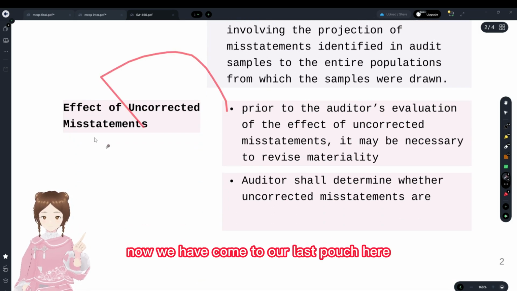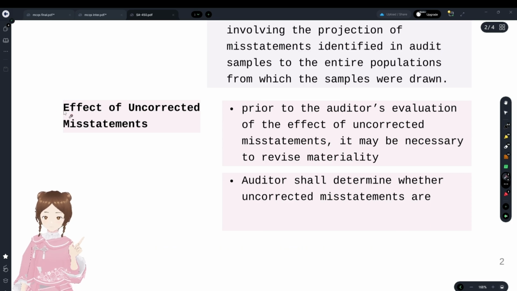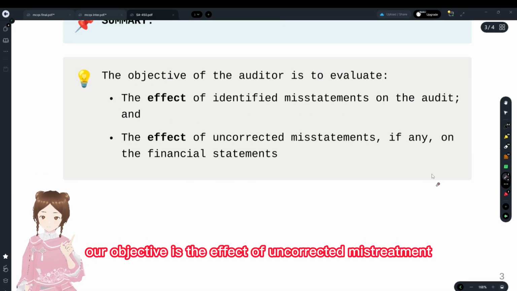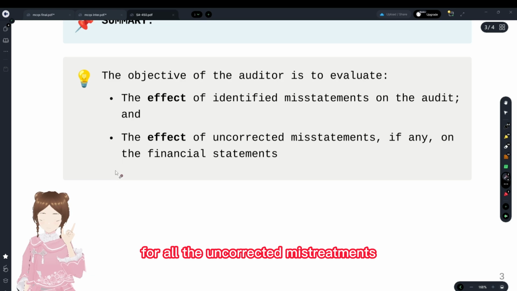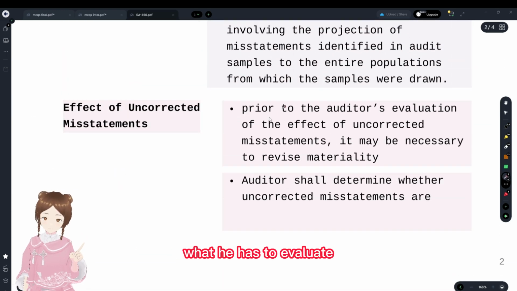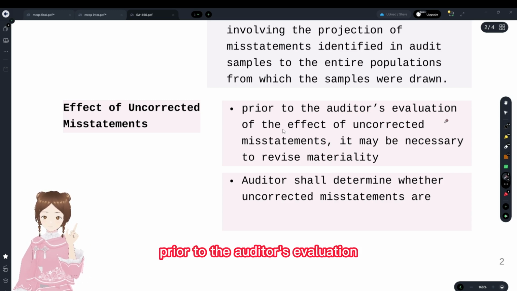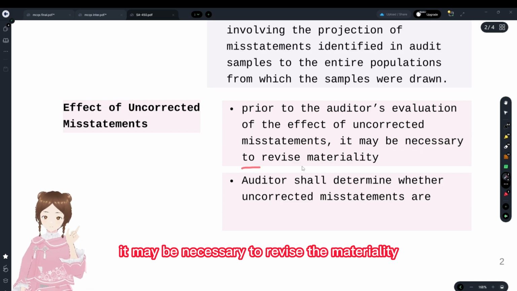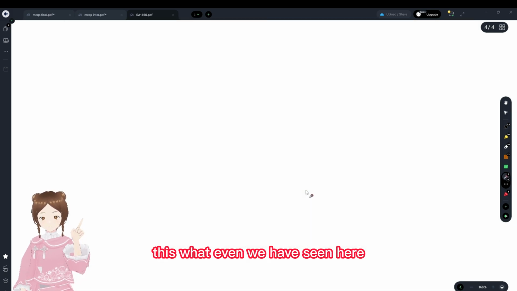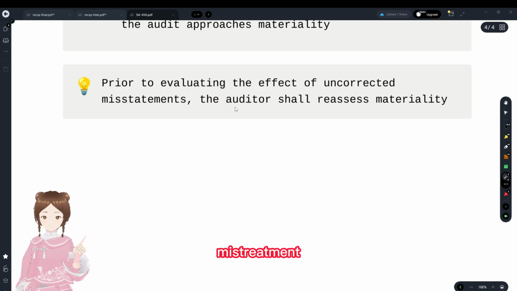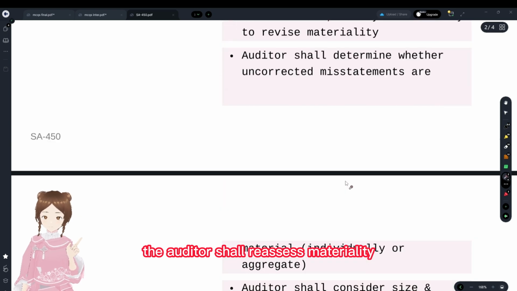Now we have come to our last part here, effect of uncorrected misstatements. Our objective is the effect of uncorrected misstatements. For all the uncorrected misstatements, what the auditor has to do, what he has to evaluate. Prior to the auditor's evaluation of the effect of uncorrected misstatements, it may be necessary to revise the materiality. That's what we have seen here. Prior to evaluating the effect of uncorrected misstatements, the auditor shall reassess materiality.